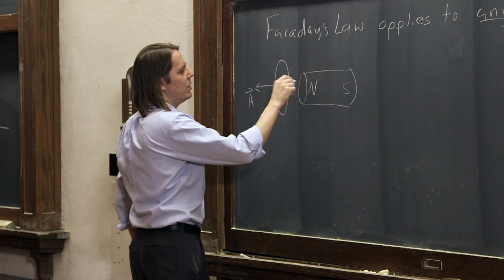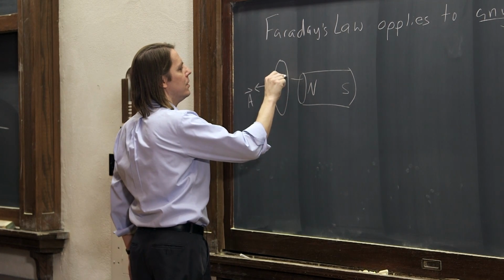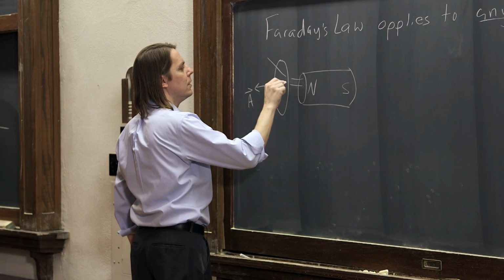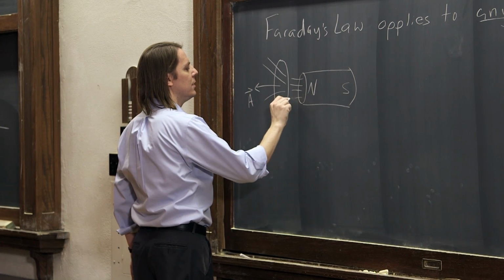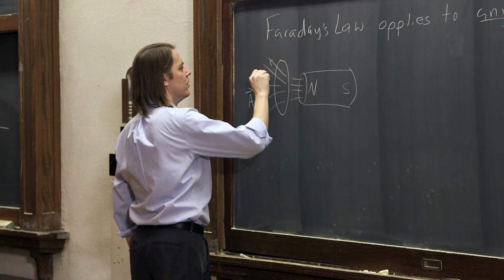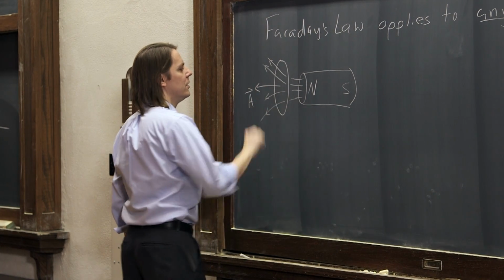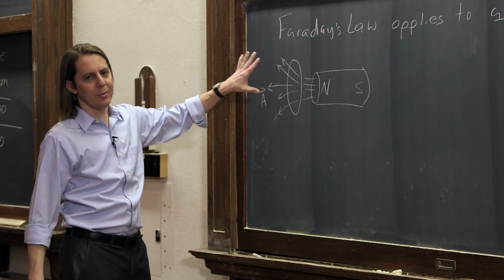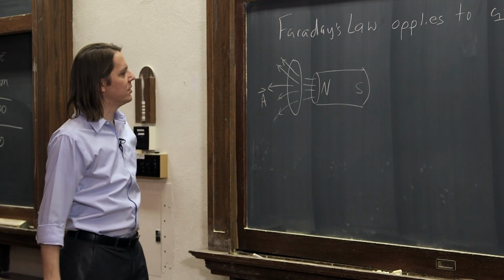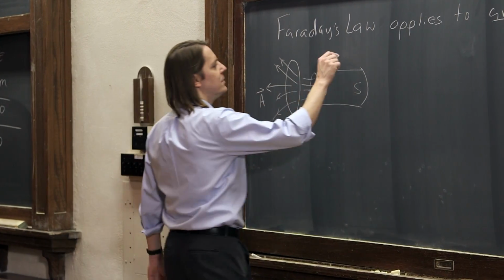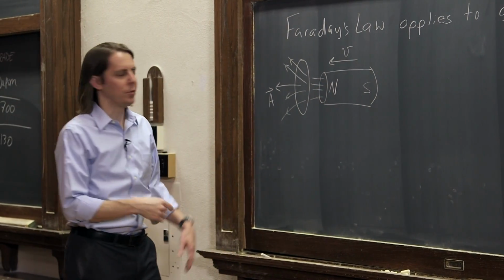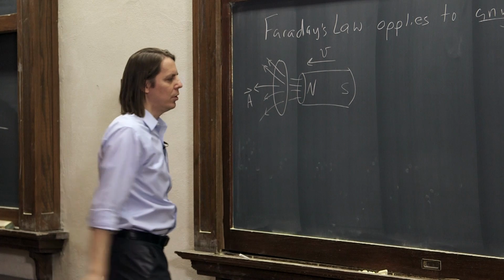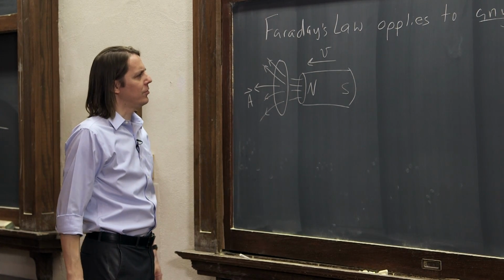Let's see. So we know that the magnetic field comes out like that, and like that, and like that. It wants to go from north to south. So in this case, the magnetic field is coming out of the loop in the same direction as the area. And let's imagine that the magnet is moving that way, so we have the North Pole moving towards the loop. Let's think about what Faraday's law tells us will happen.